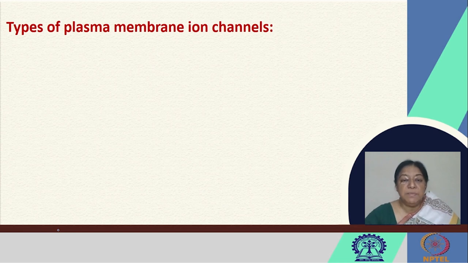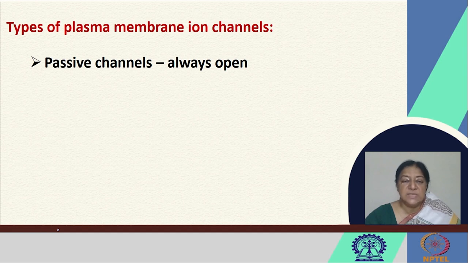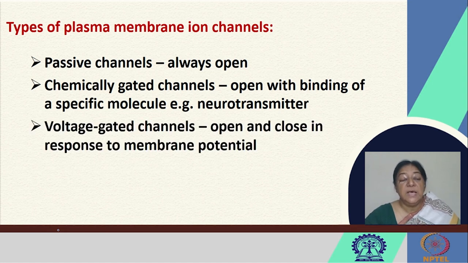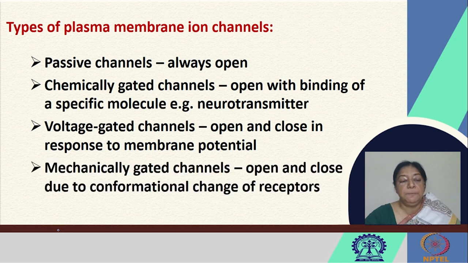The types of plasma membrane ion channels that are possible are, first, passive channels. These are always open, allowing diffusion of smaller molecules. There can be chemically gated channels, which open with the binding of a specific molecule, for example a neurotransmitter. There can be voltage-gated channels that open and close in response to membrane potential. The changes in membrane potential may come about when there are cation and anion transports that lead to a disruption in the membrane potential. Then there are mechanically gated channels that open and close due to conformational change of receptors, again possible due to small or large molecule binding in or outside the specific protein that forms the transport protein.